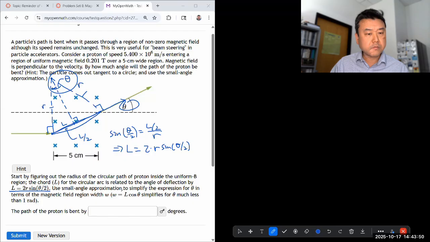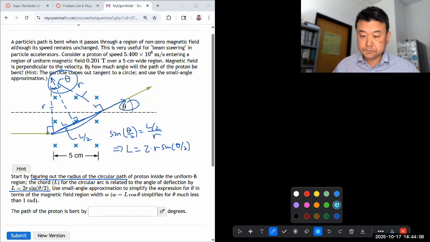Width, okay. I guess I'll write out the rest. So the path of the proton is bent by that. So start by figuring out, right? I need to do the dynamics analysis to get the radius of the circular path.